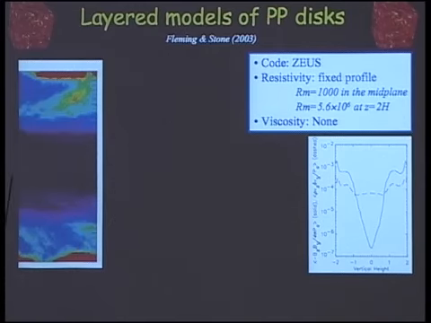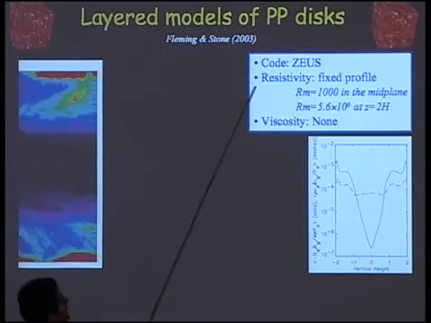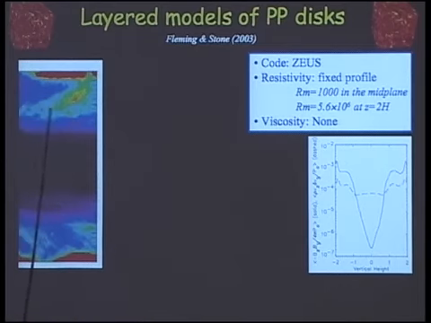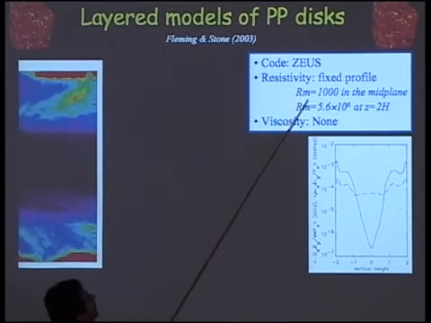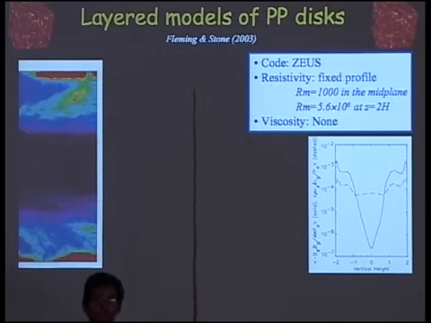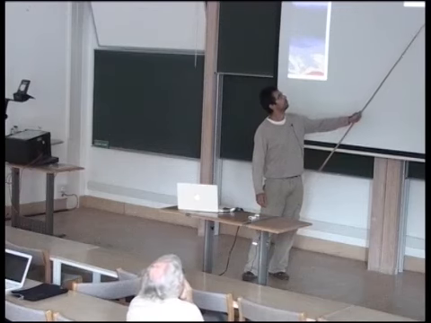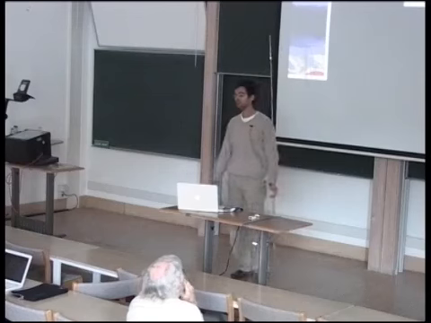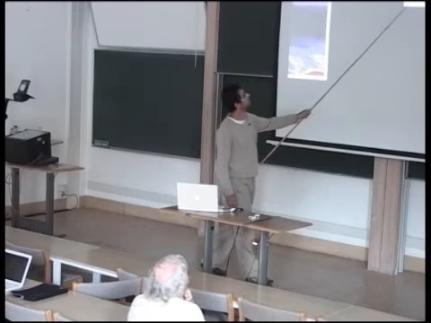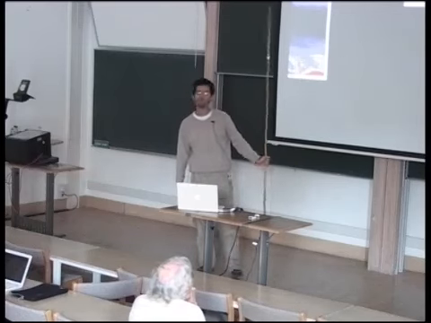There have been a few papers, the most famous of which is by Fleming and Stone. You're all familiar with this result, I'm sure. They've taken the Zeus code and done stratified simulation, imposing a fixed profile for the resistivity. They used a large resistivity in the midplane to mimic the presence of a dead zone and make the magnetic Reynolds number decrease from about 1,000 in the midplane to values of a few million at the upper edge. There is no viscosity in this simulation.